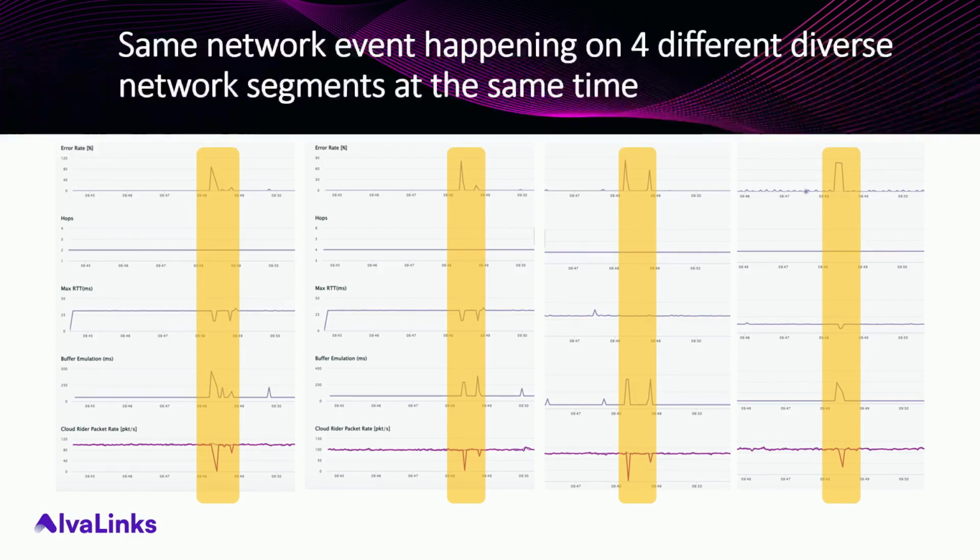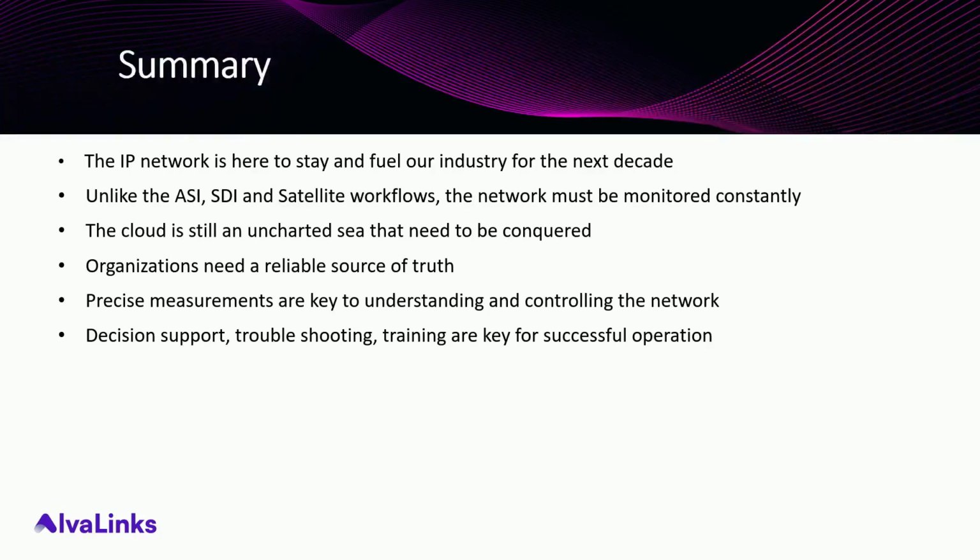So to conclude, the IP network is here to stay and fuel our industry for the next decade, I hope. Unlike all traditional ASI, SDI, and satellite workflows, the network must be monitored constantly. The cloud is still an uncharted sea that needs to be conquered. Organizations need a reliable source of truth to show them what is going on. I don't want to say whom to blame, but to point the right people to what the problem is and how to address and fix it. Precise measurements are key to understanding and controlling the network. Decision support, troubleshooting, training are key for successful operation. Question, anybody?